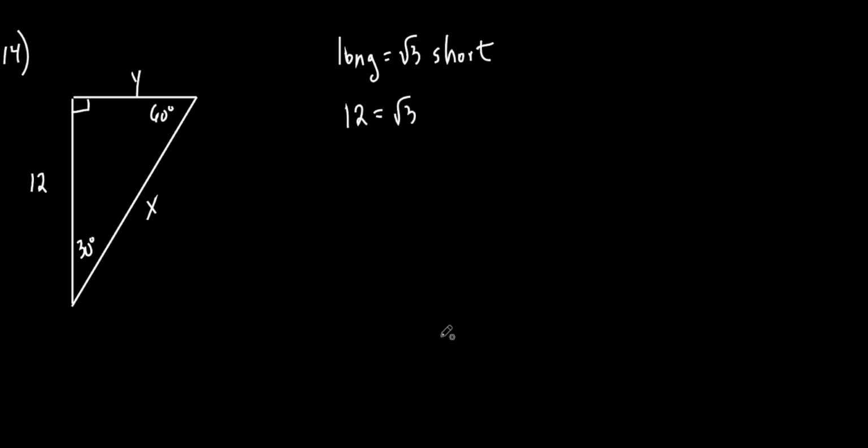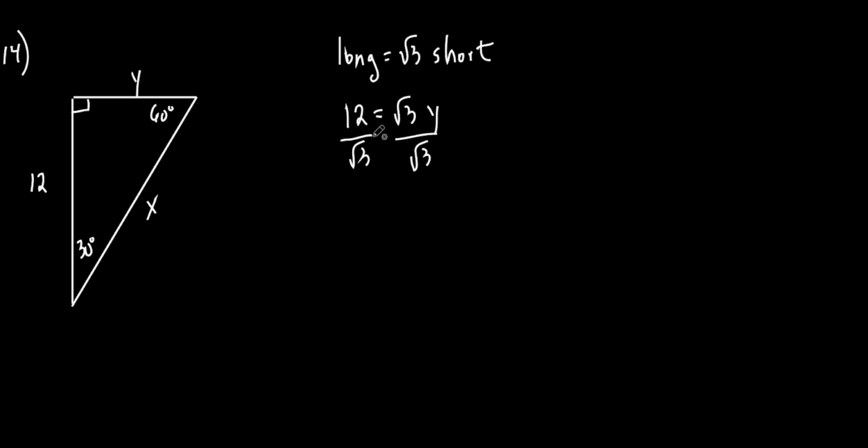Which one's the short leg here? Why is it y? It's opposite to 30 degrees. Very good. All right, so that's a y. Everybody with me? We've done this math a couple times already. We've done it once today. So what do we do to get y by itself? Divide by the square root of 3. Come over here and divide by the square root of 3.